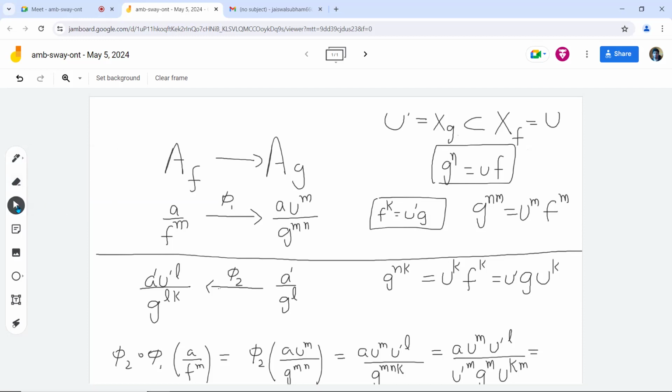And the screens are very small, right? Okay, so this thing will just become f to the km, yeah, f to the km, and I don't know what's going to happen. I don't know.